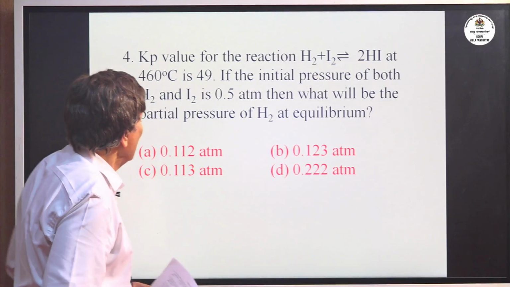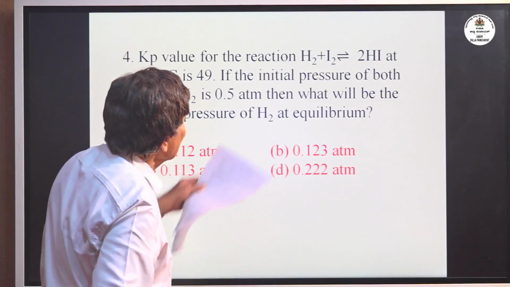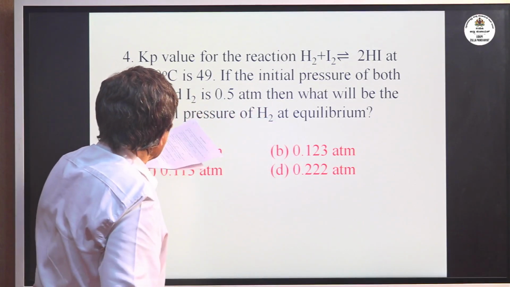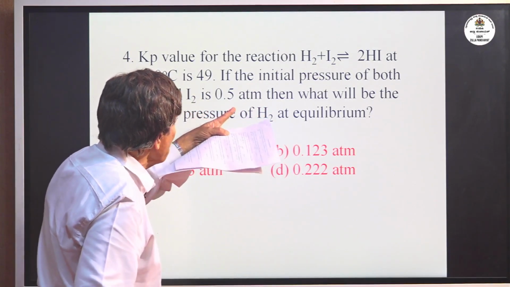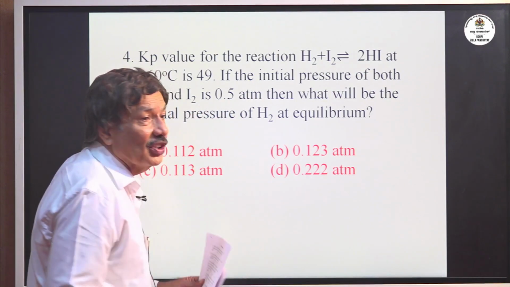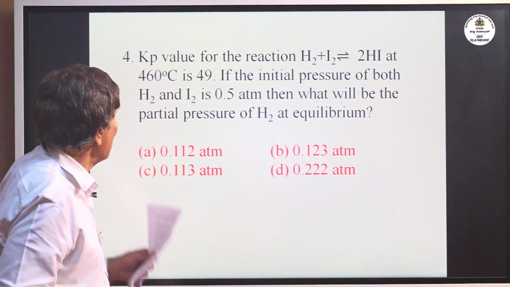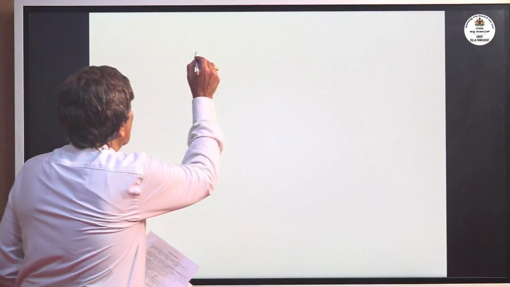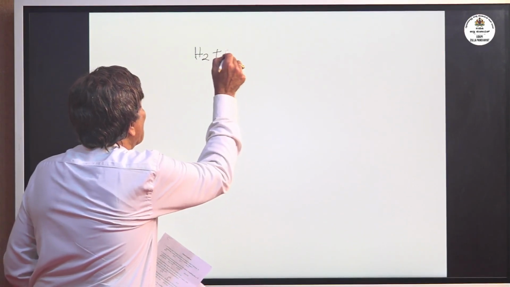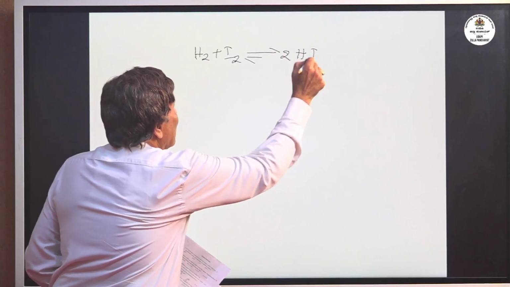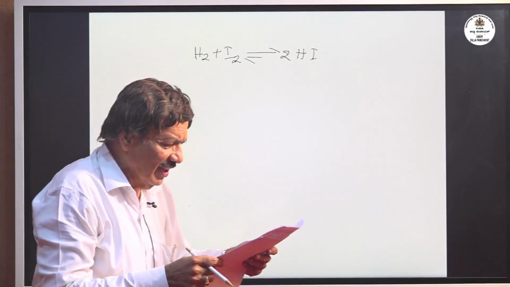Yes, fourth one. Kp value for the reaction is 49 at 460. If the initial pressure of both hydrogen and iodine is 0.5 atmosphere, then what will be the partial pressure of hydrogen at equilibrium? What will be the partial pressure of hydrogen? So let me solve here. Yes. So H2 plus I2 giving 2HI. Right. What are you given?